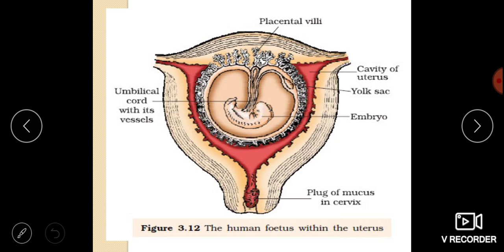This is the structure which is showing the position of the fetus inside the uterus. You can see the placental villi here. You can see a cord which is known as the umbilical cord. By means of this umbilical cord, it remains attached with the placenta and keeps on draining the nutrients and removes the waste from its body.